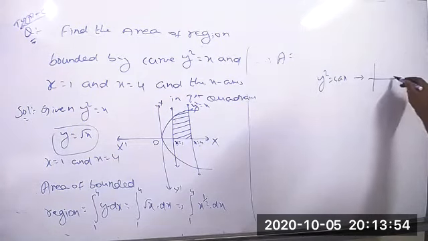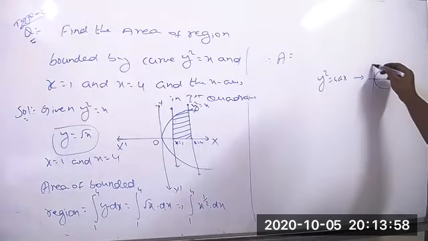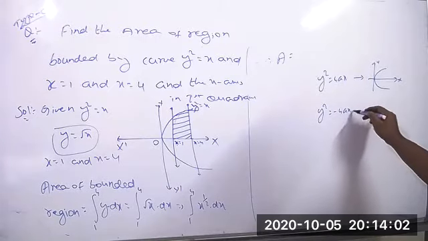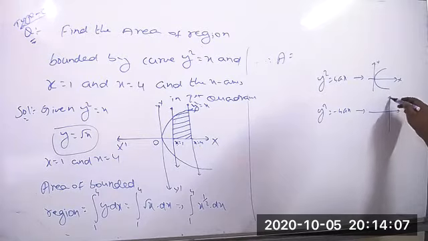For y square equal to 4ax, this graph will look like this. This is the x-axis and y-axis. And y square equal to minus 4ax gives this graph.